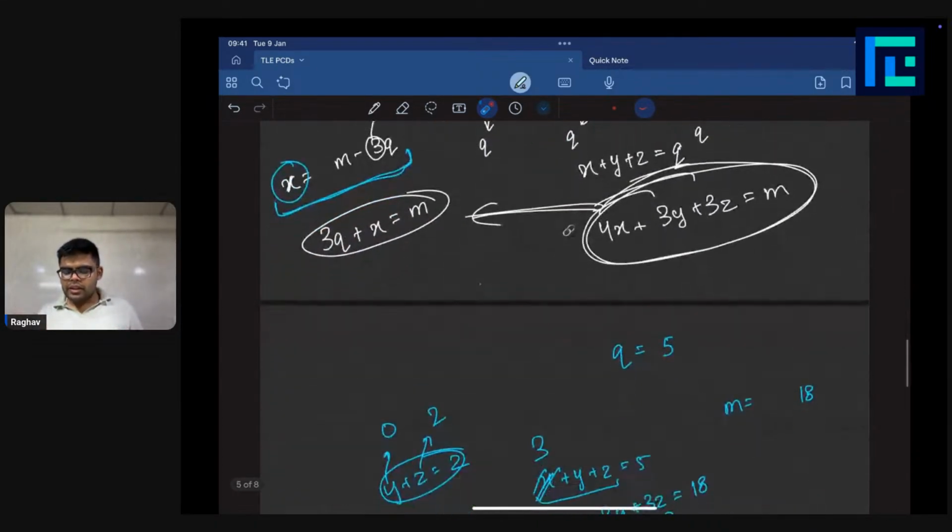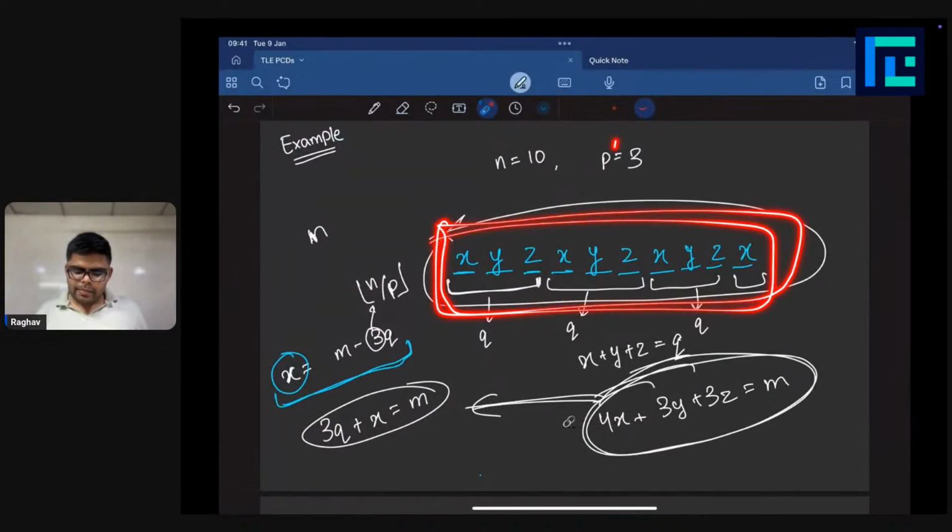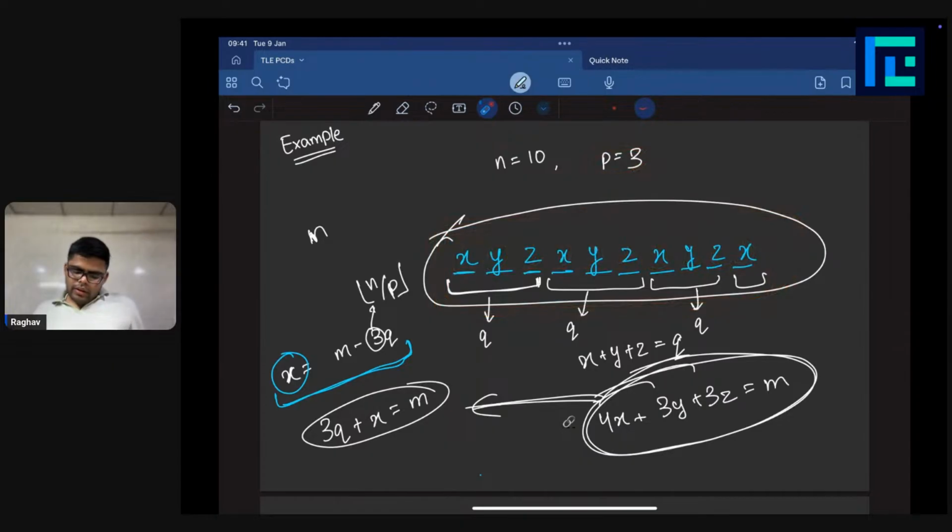So if you're having that constraint true, your array would look something like this. If let's say p was 3, then you will have 3 elements of your choice. Then those 3 elements will just keep on repeating, and in total you will have n elements. So you have to make sure that you are choosing the values of x, y, and z such that these two conditions are true at the same time. The sum of x, y, and z should be equal to q, and the sum of the whole array should be equal to m.